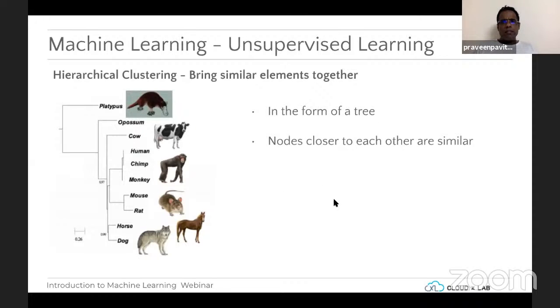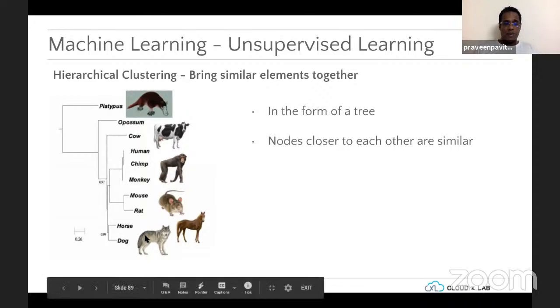Okay, so there is another form of clustering that happens. It's called hierarchical clustering. In hierarchical clustering, you try to bring similar items together to form a tree. One of the greatest examples is biology, where the classification of humans, of the animal kingdom, and the plant kingdom happened in that manner.